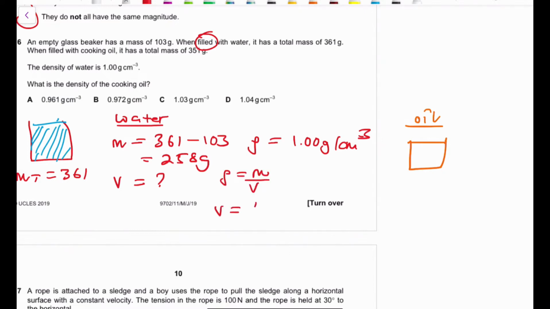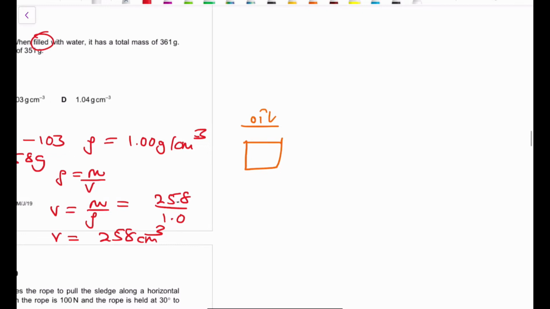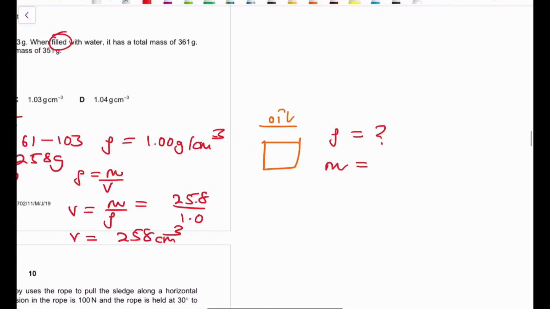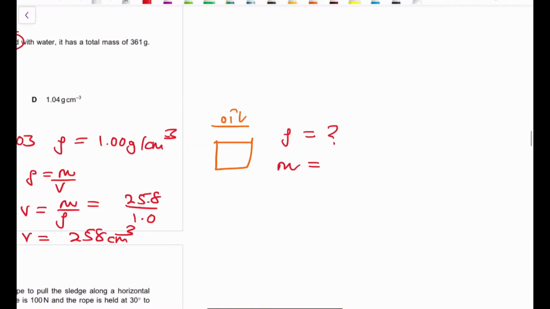So the volume is going to be the mass divided by the density, which is going to be 258 that you have over there, divided by your density, which is 1.0. So the volume of water is going to be 258 cubic. So if we move on to oil, the density of oil is what we want to find. The mass of oil is going to be 351 subtract 103, right? So you get 248 grams.